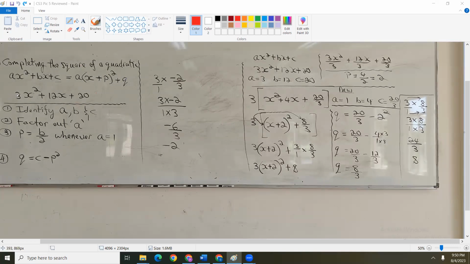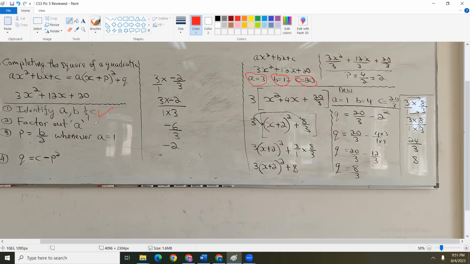So here we have an example, 3x squared plus 12x plus 20. Now we can go through this using steps. The first step is to identify A, B, and C. So here we identify A to be 3, B to be 12, because A is the coefficient of x squared, B is the coefficient of x, and C now, which is the constant, 20, the number by itself.